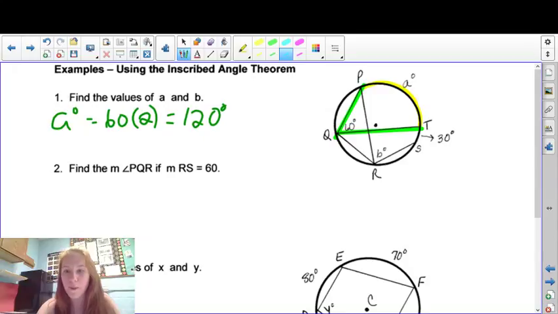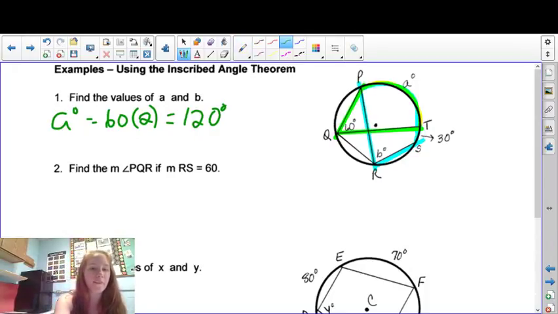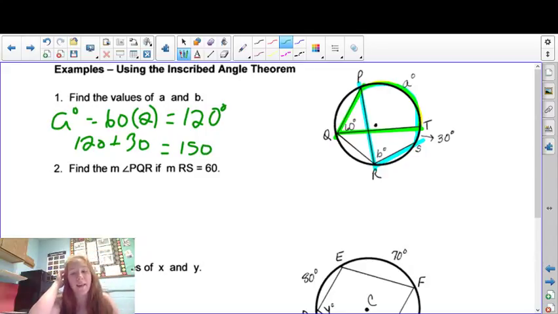Now I'm looking for B, and B is an inscribed angle. And it's this specific inscribed angle. So it's most of A, and then a little extra. So to solve for B, I'm going to take that 120, and I'm going to add that extra 30. But B's half of the outside, so I'm going to divide it by 2, which is equal to 75 degrees.